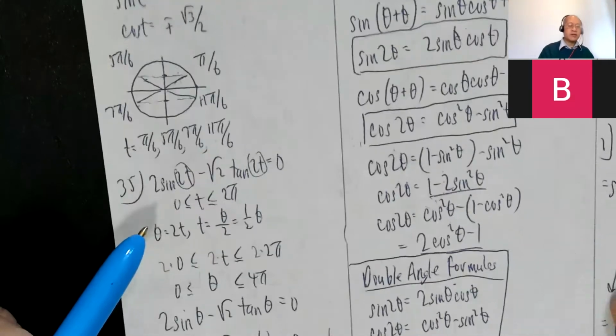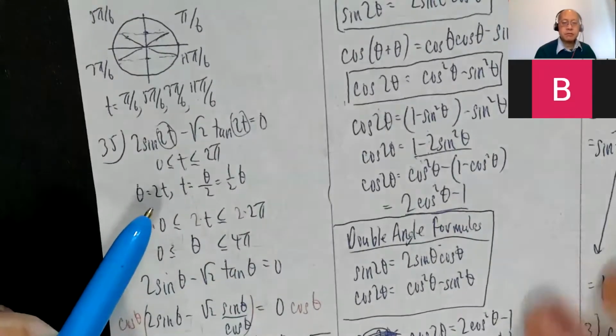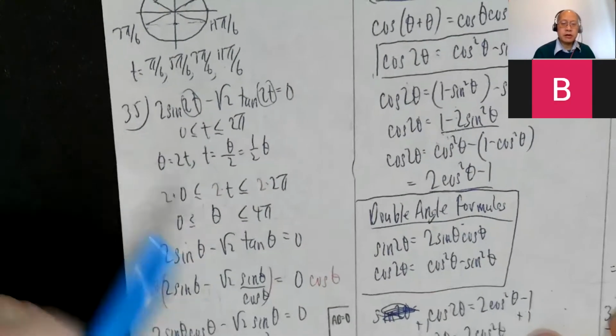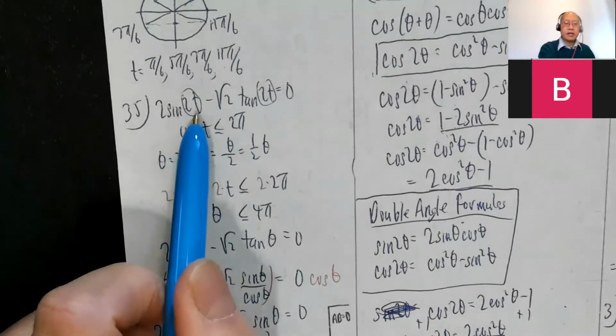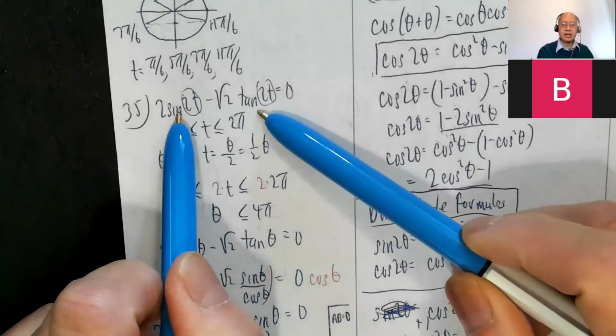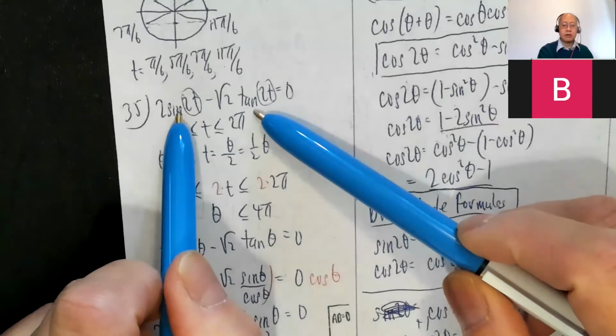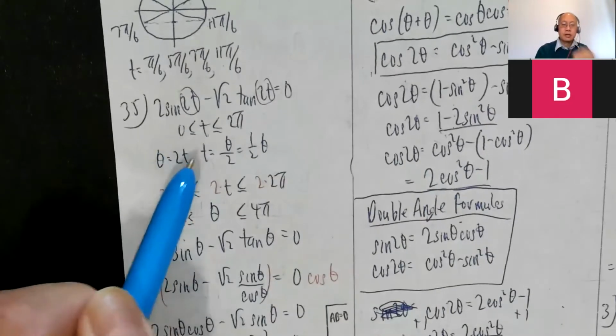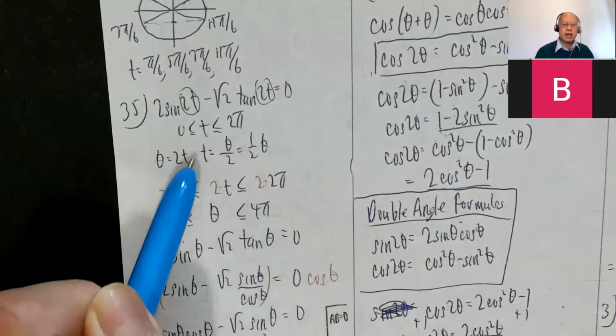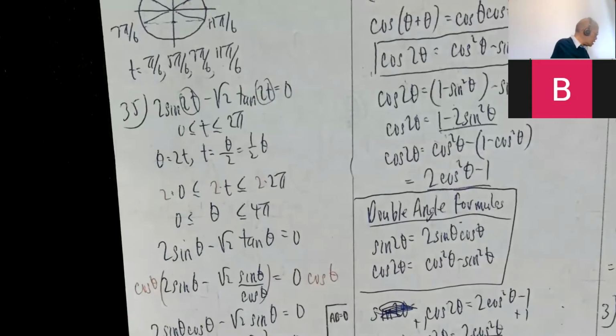All right, then 35 is a harder problem. A lot of moving parts here. First, they give me a double angle 2t, which I don't like. And then they're mixing up a sine and a tangent in the same problem. So how do I tackle all of that? So first, I don't like the 2t. Let me call theta equal to 2t. Now, in the directions, it says t.